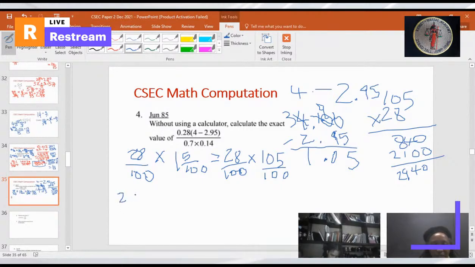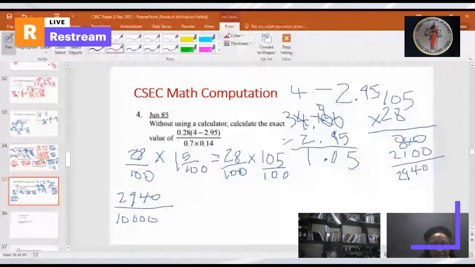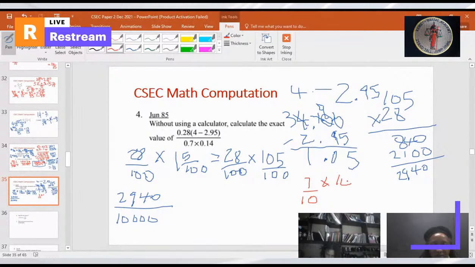All right, so that's 2,940 over 10,000. And the denominator now, the 0.7 is 7 over 10. 0.14 is 14 over 100. So 7 times 14. 7 times 4 is 28. That's 98 over 1,000.